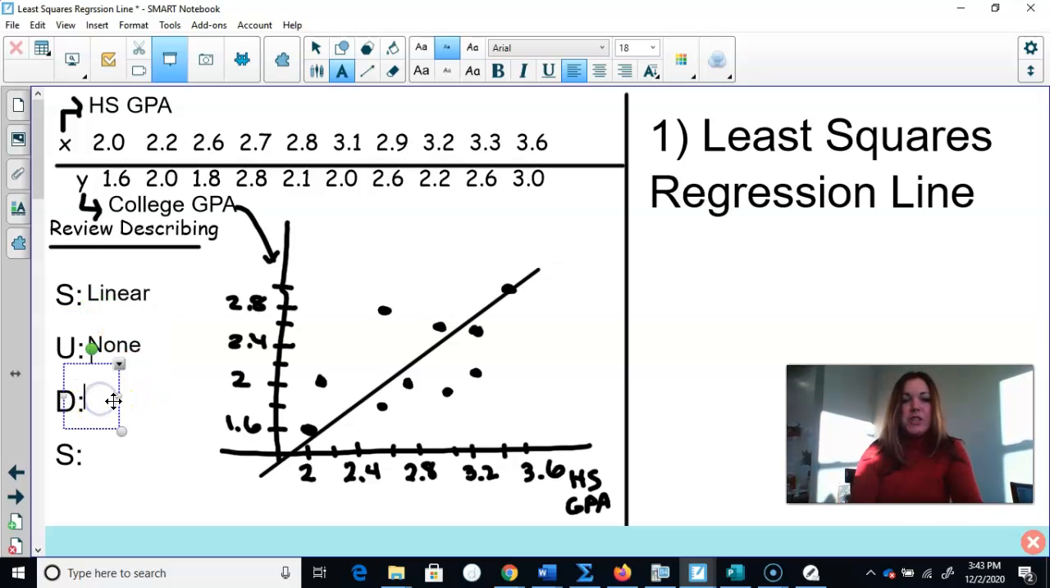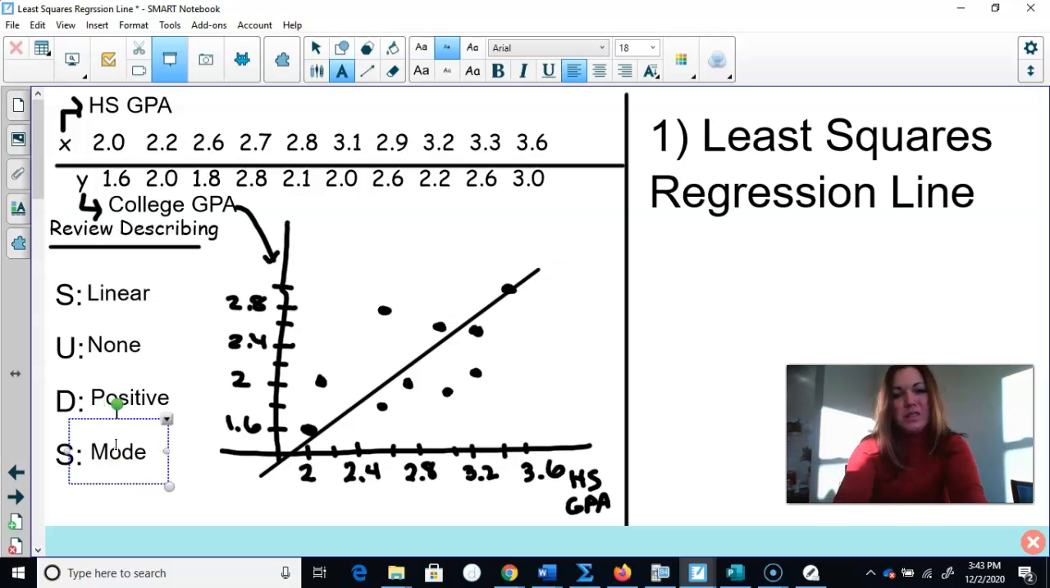Okay, the direction is when we're reading left to right. Is it going up or is it going down? And it looks like this is a positive direction. And then the strength. How strong is it? Are they all hovering around that line that we just drew? Or is there a little bit more variation from the line? I would say that this is maybe moderately strong to strong.